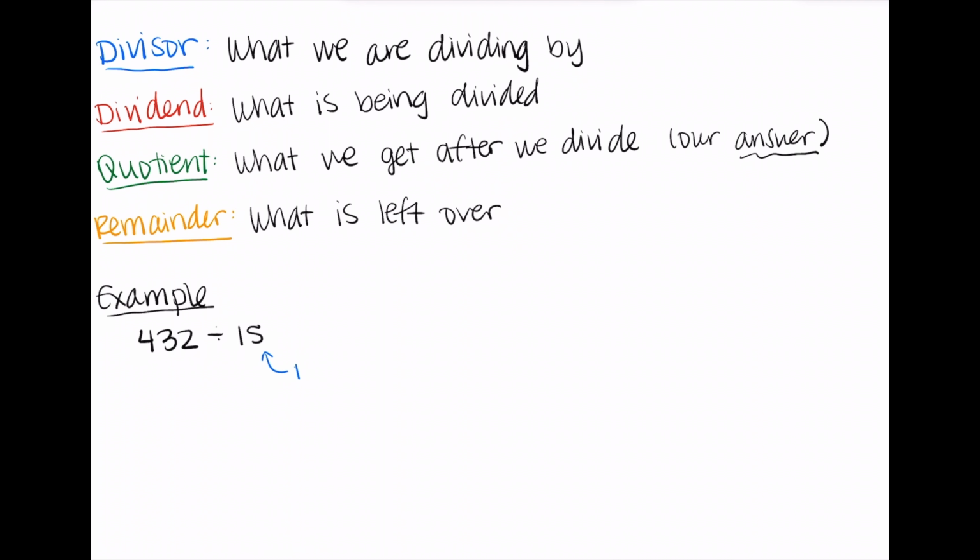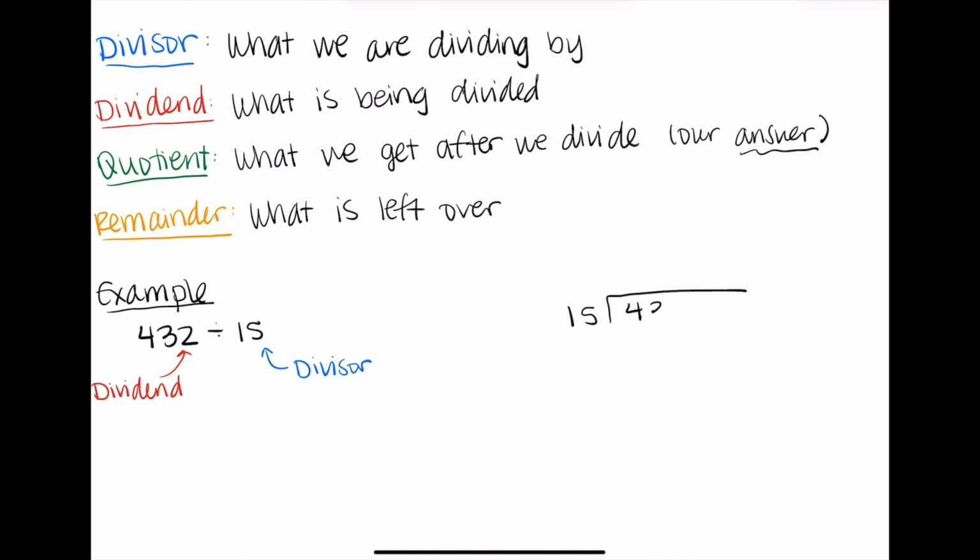For our first example, we have 432 divided by 15. Now, what we are dividing by is our divisor, right? So I'm labeling that in blue for us. What is being divided is our dividend, which is 432, right? That's being divided by 15. So our dividend and our divisor are labeled. Now, our divisor always goes outside of our division bar, and our dividend goes inside of our division bar because our dividend is what is being divided.